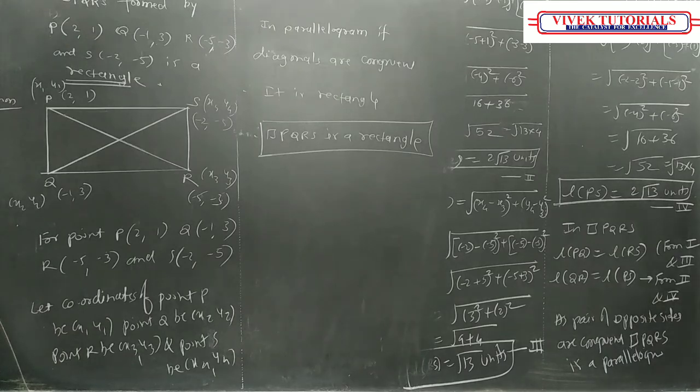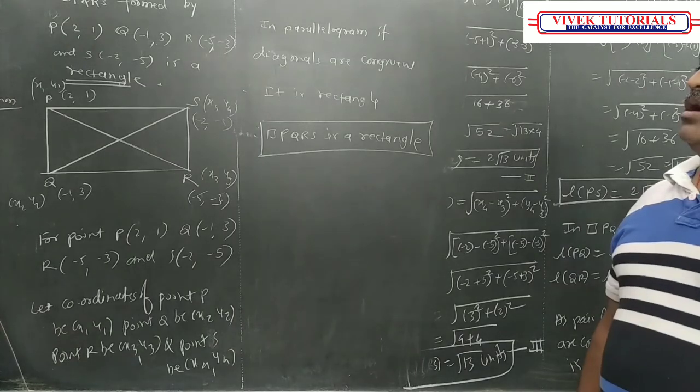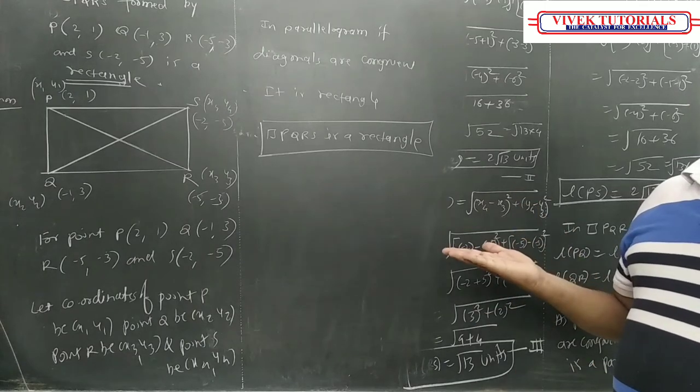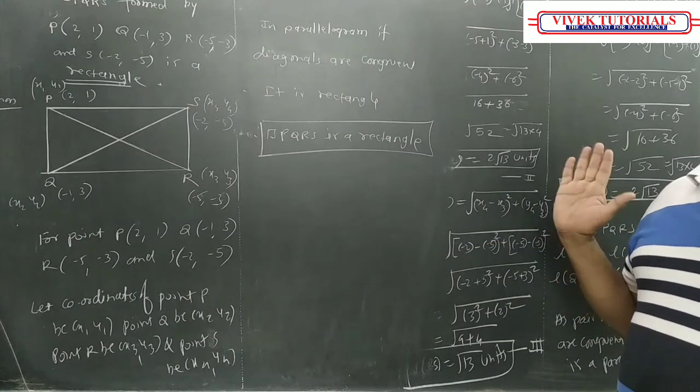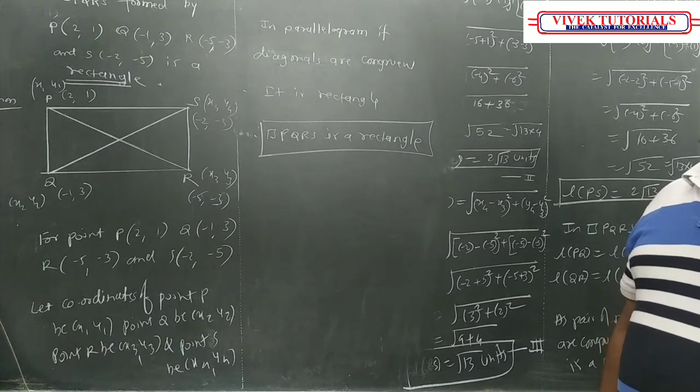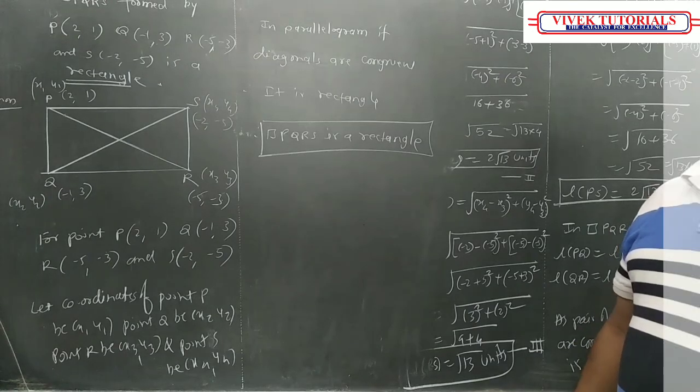And students, we are going to stop here for the 15th part of coordinate geometry. I think 2 more parts are left. We'll complete the problem set. Copy it down.